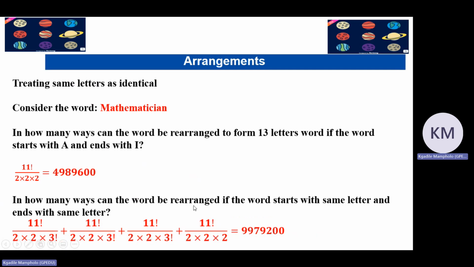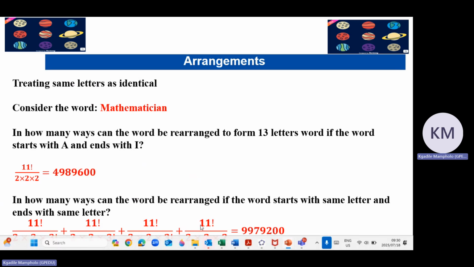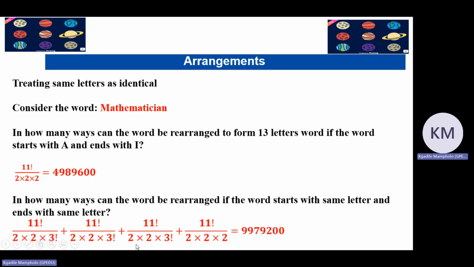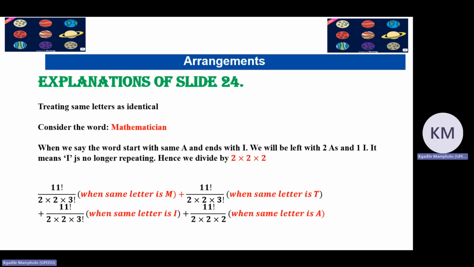Remember, if the same letter is at the beginning and end, it means A will be left with only 1 A. Then A is no longer repeating, and this will repeat. Then M will repeat, T will repeat, I will repeat. Meaning in this case, because we didn't specify what that same letter is, we write all the 4 possibilities. Then the answer will be 9,979,200 ways that can be formed if the words start with the same letter and end with the same letter.